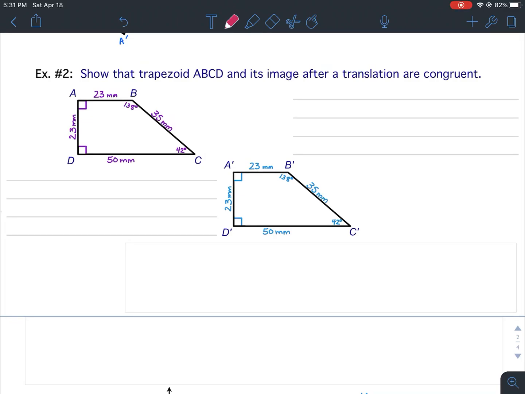Understanding Translations, Lesson 17, Example number 2. Show that trapezoid ABCD and its image after a translation are congruent.